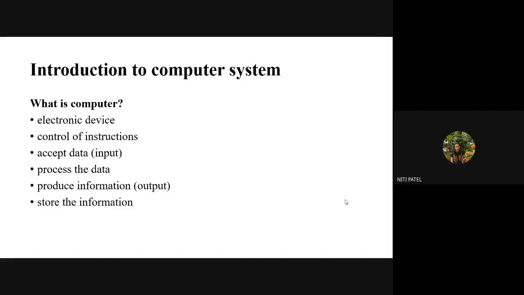So let us first define what is computer. Now, what do you mean by computer? It is some device which has many electronics equipments in it. Therefore, it is considered to be an electronic device. So a device which has many electronic components. Therefore, the name given to a computer is an electronic device.